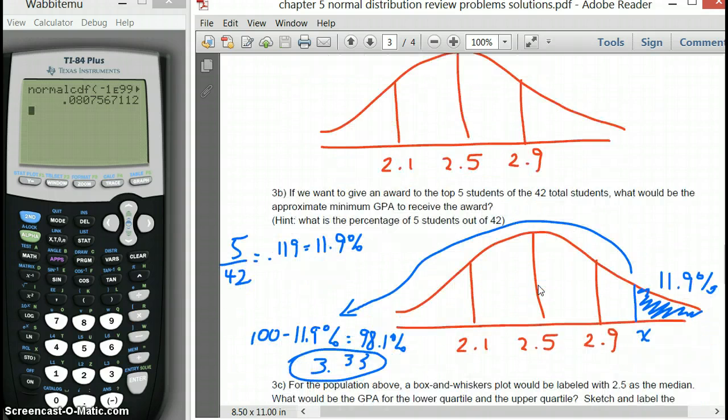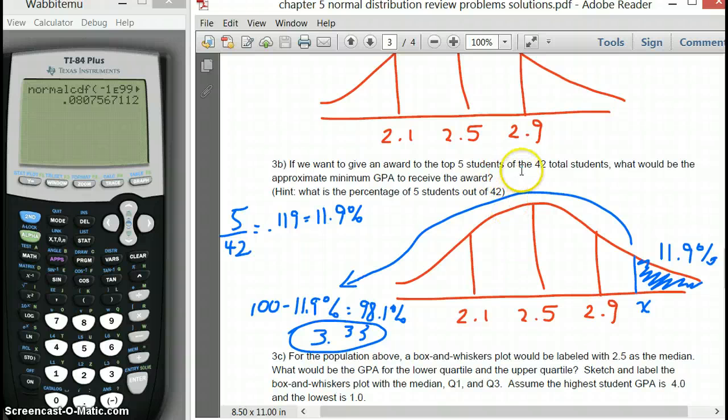Okay? Now, if we want to give an award to the top 5 students of 42 total students, what would be the approximate minimum GPA to receive the award? Okay, let's first sketch an area on the graph which is equivalent to these top 5 students. Well, first we need to convert it to a percentage, so I gave this hint. What is the percentage of 5 students out of 42? 5 divided by 42 is 0.119, 11.9%. Okay, so this area is 11.9%, and we're going to figure out what X GPA is.